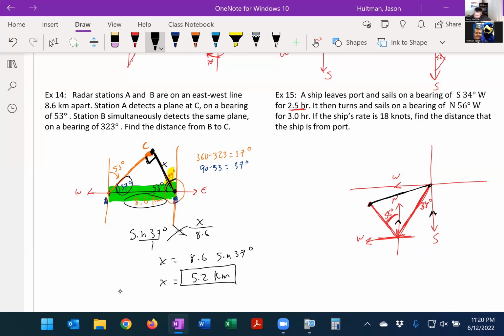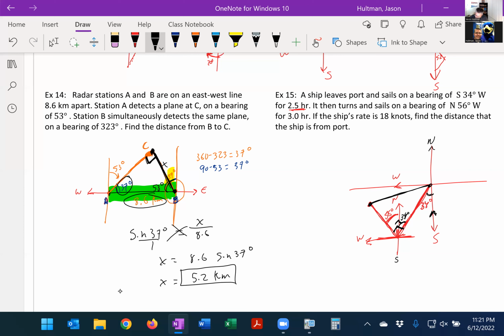Okay, the first compass orientation gave us a north-south line, and the second compass orientation gave us another north-south line. So when we have parallel lines cut by a transversal, alternate interior angles are equal. So this is a 34-degree angle as well. Well, what does 56 degrees plus 34 degrees add up to? Yep, you guessed it. It adds up to 90 degrees. So that's a 90-degree angle there, which gives us a right triangle.